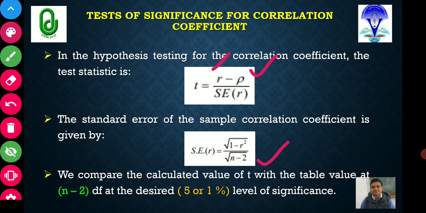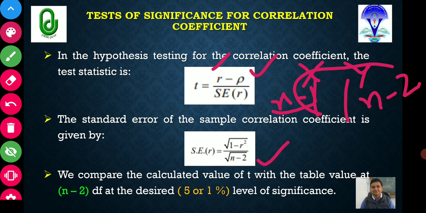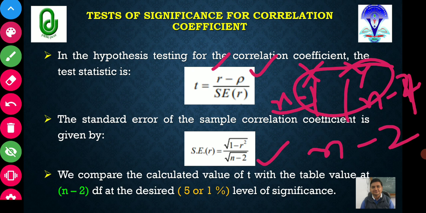But why in correlation coefficient? In correlation, the degree of freedom is n minus 2 because there are two variables, the variable x and variable y. So in the x variable you will have n minus 1 degrees of freedom, and in the y variable it is n minus 2. So combined, the correlation coefficient will have n minus 2. You have to remember the degree of freedom in determining the correlation coefficient is n minus 2.